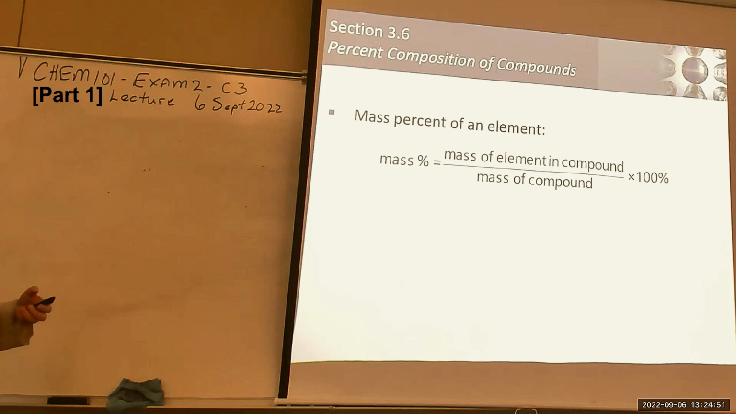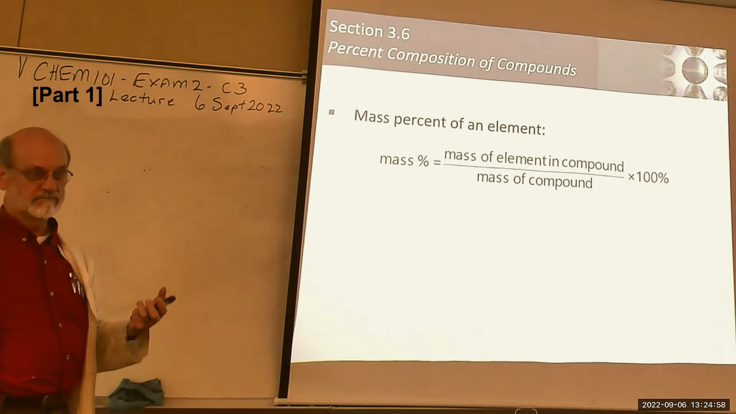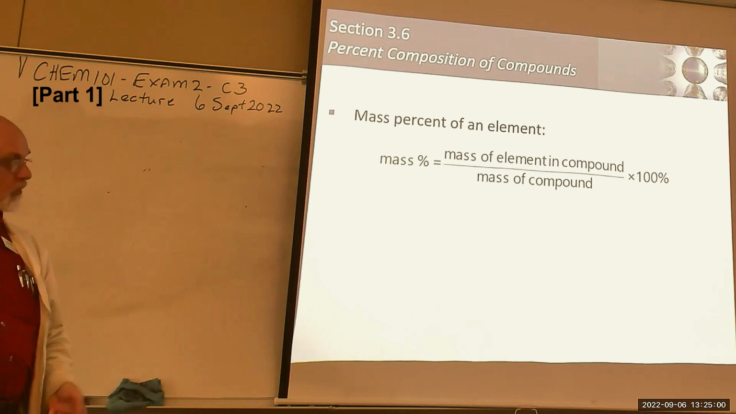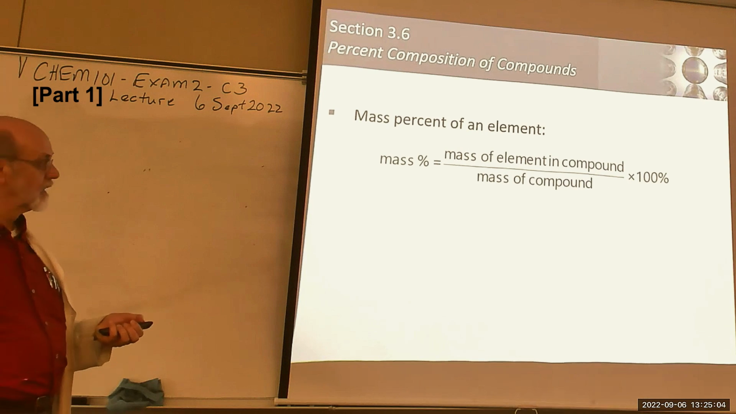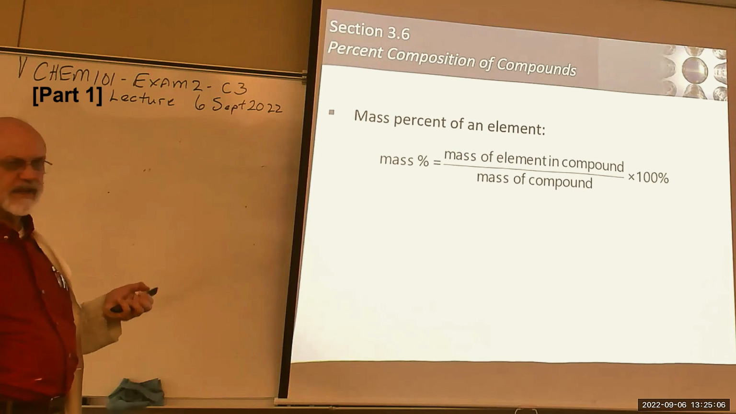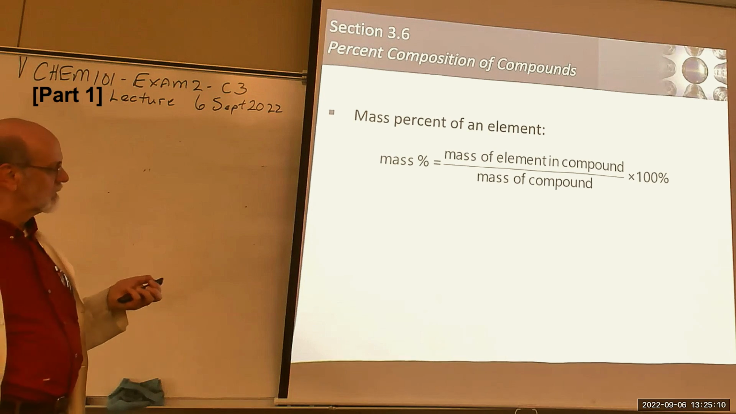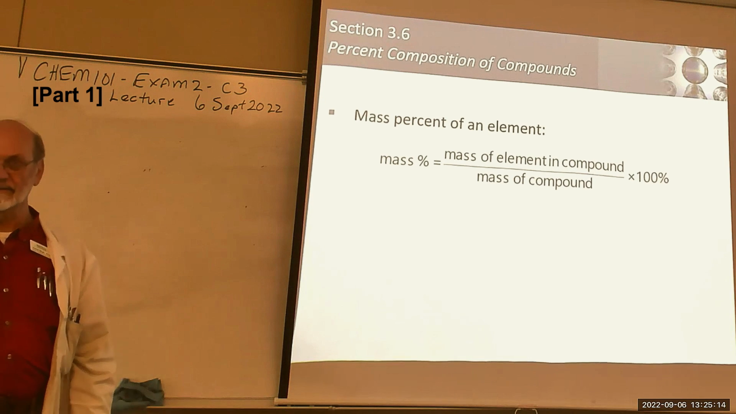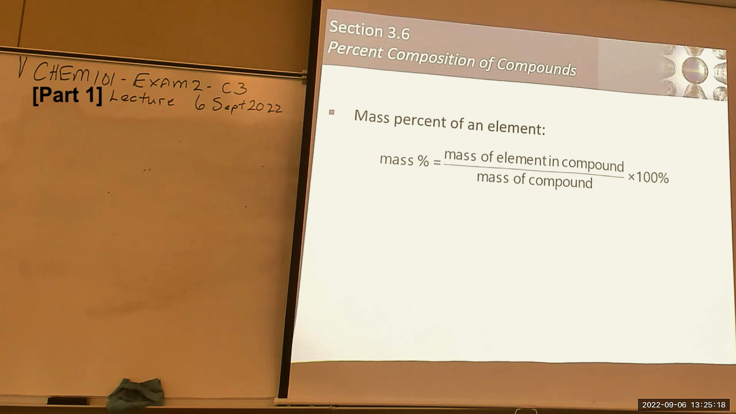And it's simply the mass of the element that's in the compound divided by the mass of the compound times 100. Just that simple. So if you're given these values, it's a simple calculation. If you're given the mass percent, it's like any formula. It has three variables in it. You have this one, that one, and that one. If you're given two of them, you can solve for the other one. That's algebra.